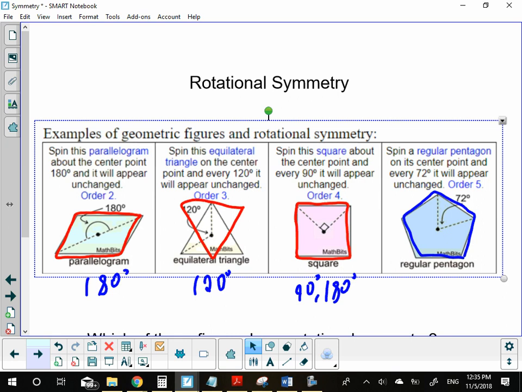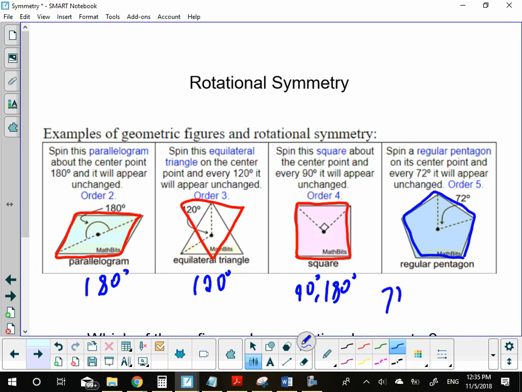So what rotations do I have in this? 72 and 144. Anything else? Nope. So it'd be an easy way to figure out what the degree of rotation is on that. Where's the 72 coming from? How do we come up with that number?